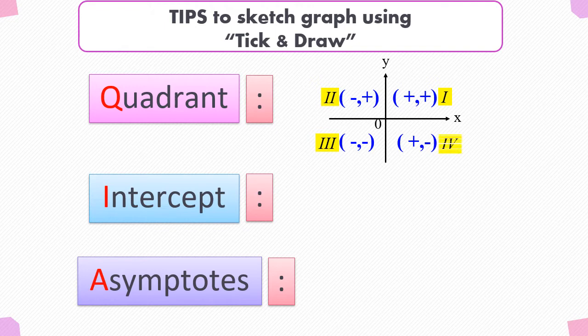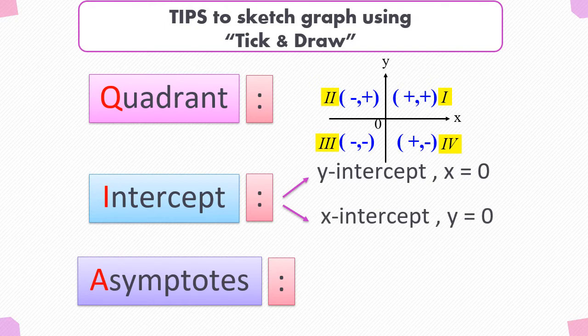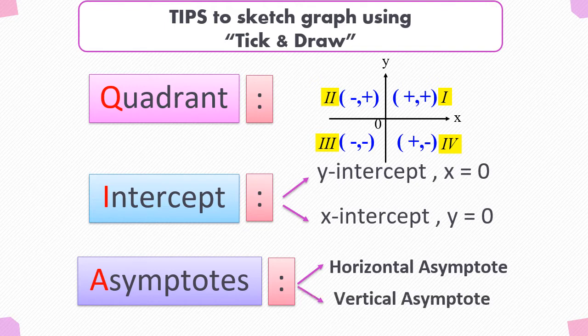and y is negative. Okay, next we need to identify whether the x-intercept or y-intercept exists for the certain function. And the last part, we need to consider whether the horizontal or vertical asymptote exists.